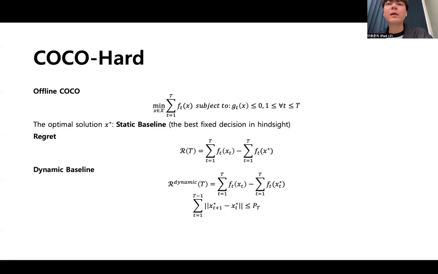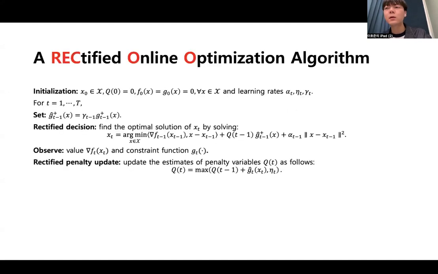Another baseline is the dynamic baseline, where the baseline can vary from round to round instead of being fixed at x star. The amount the baseline varies is usually limited and denoted as P_T. In this paper, the author proposed an algorithm named Rectified Online Optimization Algorithm, REC-OO in short, to solve the hard COCO problem.